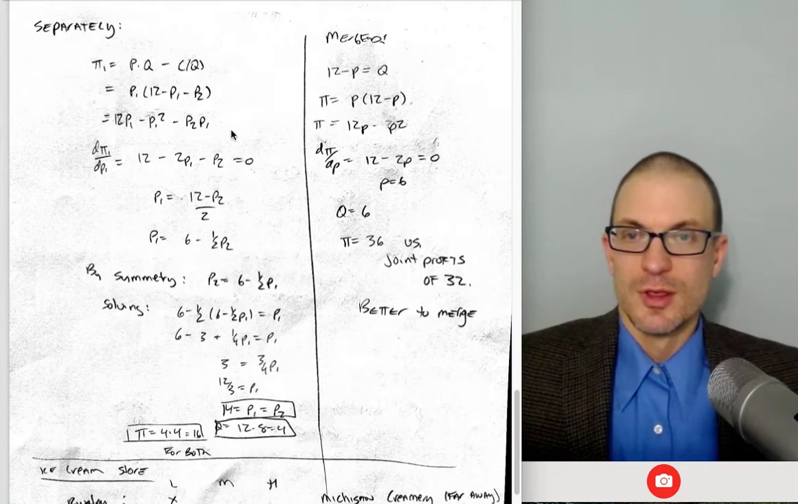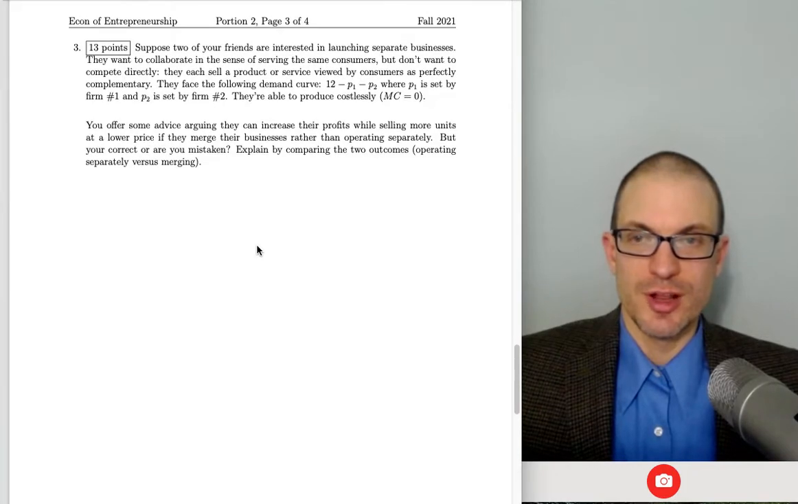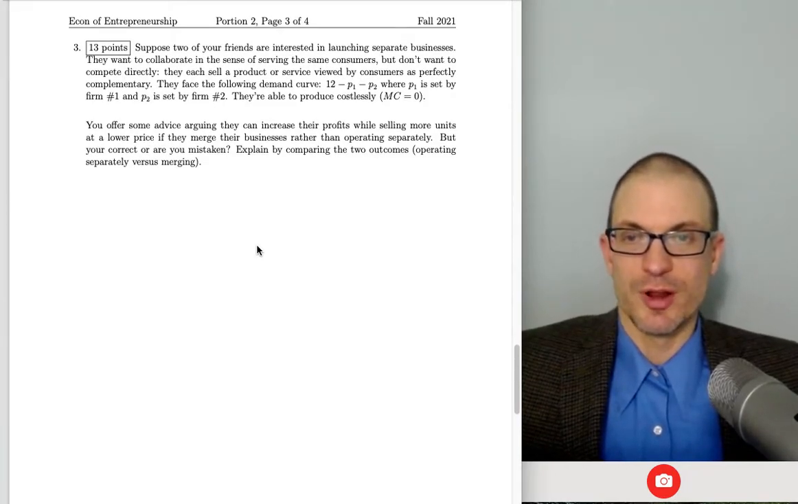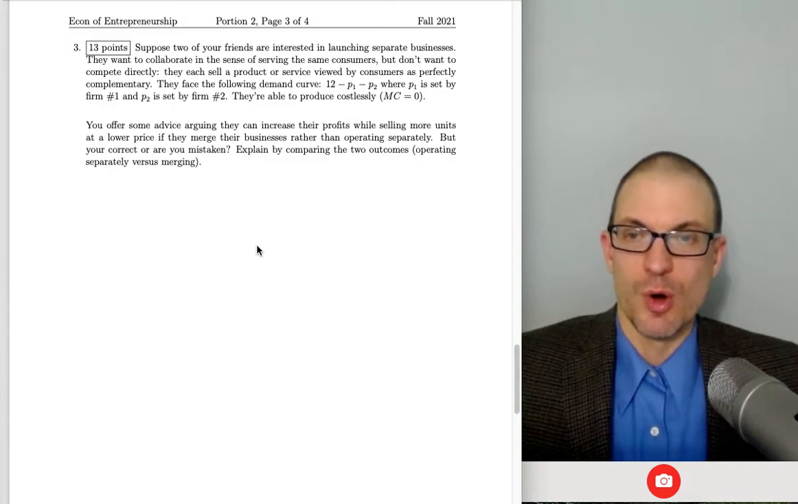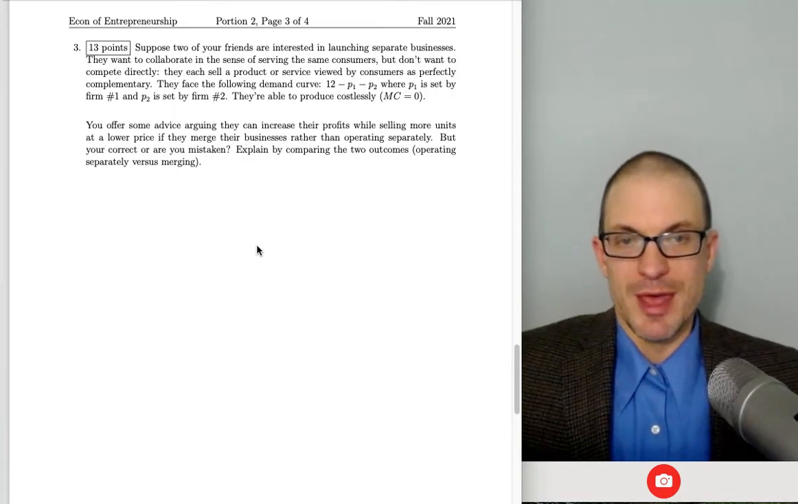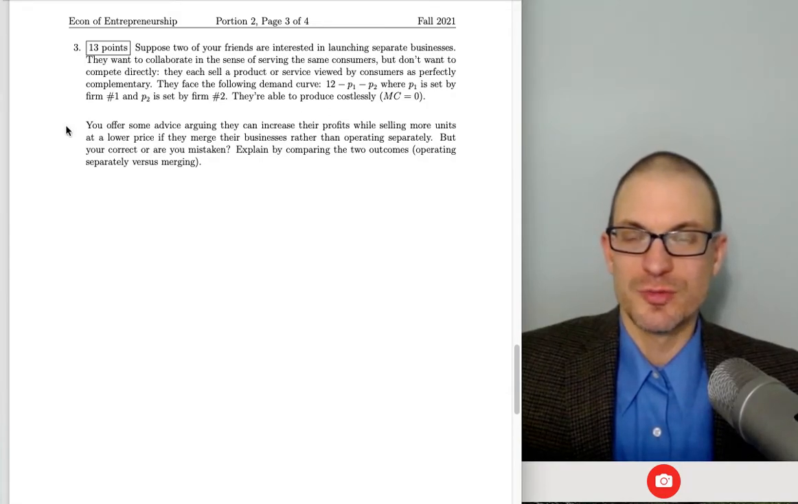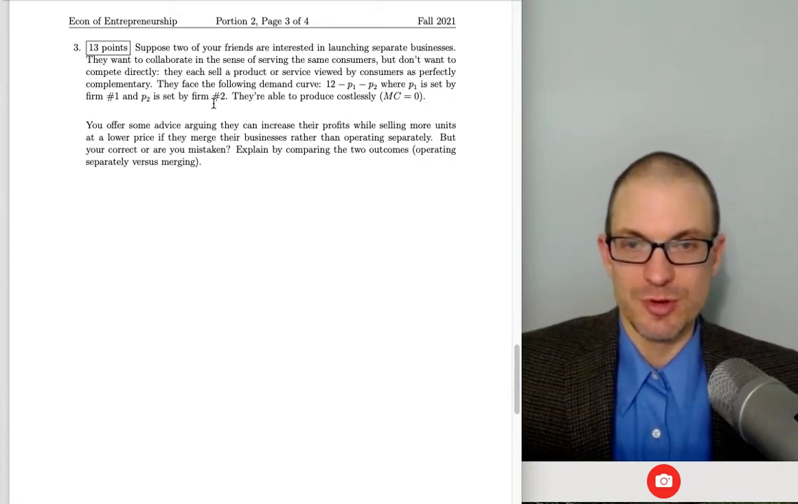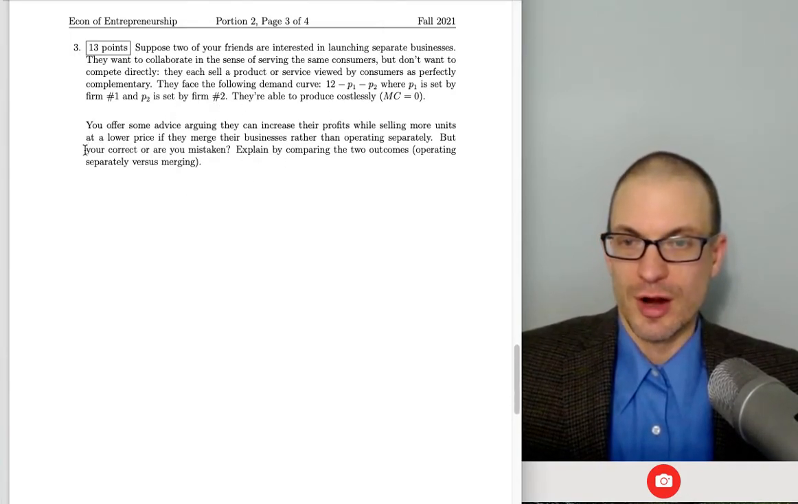Okay. And then the next one was, suppose 2 of your friends are interested in launching separate businesses. They want to collaborate in the sense of serving the same consumers, but don't want to compete directly. They're selling complements. So suppose the following demand curve describes the market: 12 minus P1 minus P2, where P1 is set by firm 1 and P2 by firm 2. They're able to produce costlessly. Are they better off basically operating separately or merging?